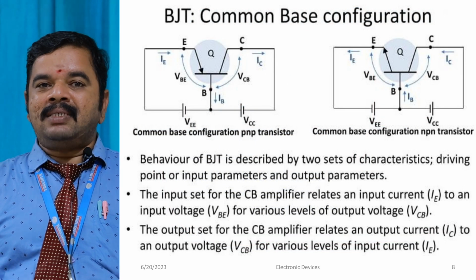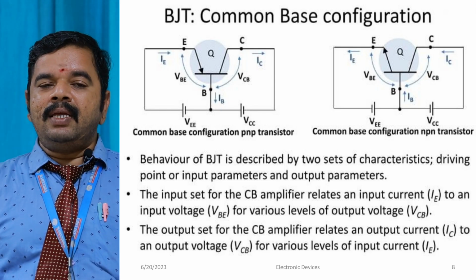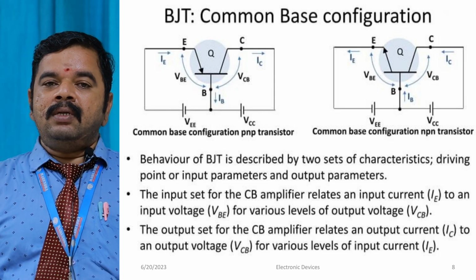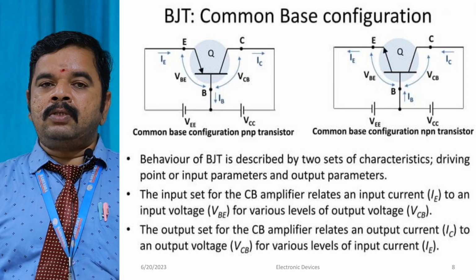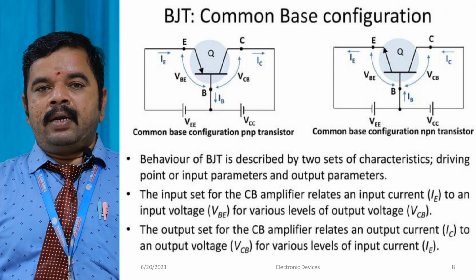So generally the transistor can be classified into three categories of configuration. One is BJT, that is the common base configuration. Then the second one we consider as the common emitter configuration, and the third one is the common collector configuration.